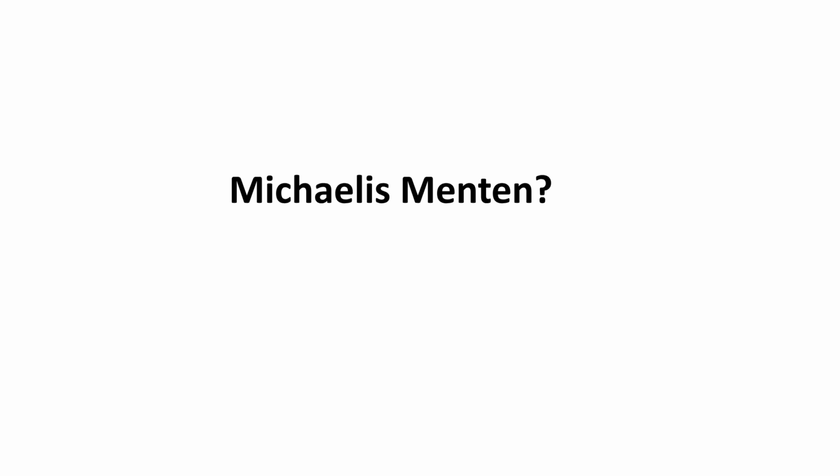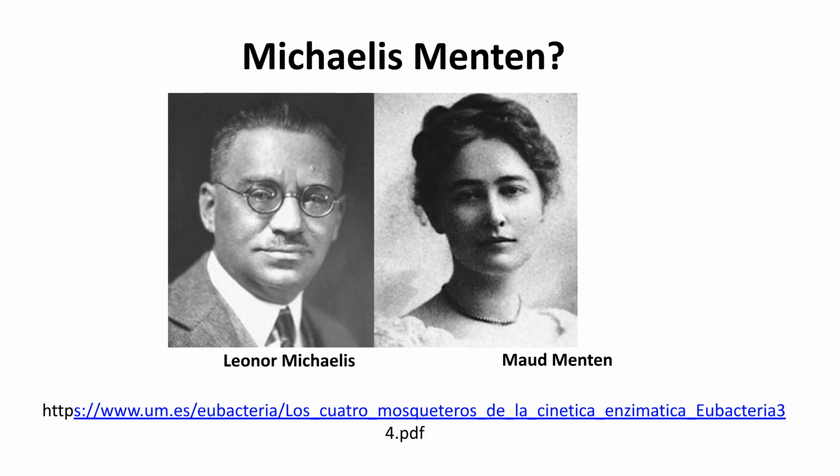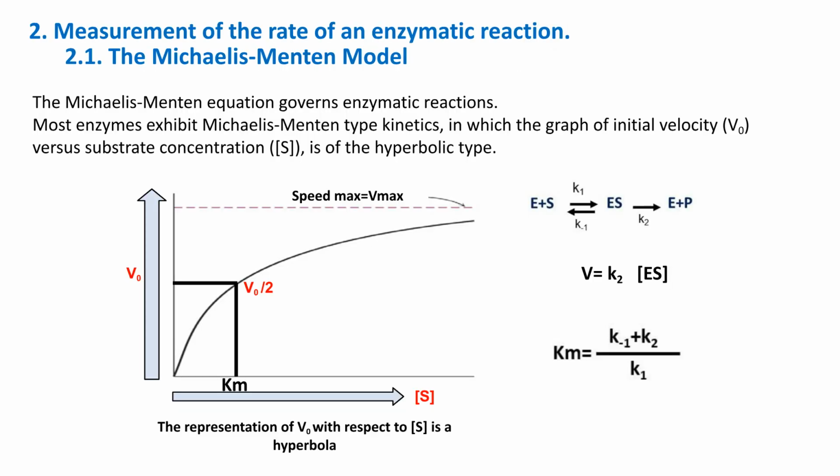The Michaelis-Menten model is central to understanding enzyme kinetics. The Michaelis-Menten equation was developed by Leonor Michaelis and Maud Menten, who laid the foundation for the mathematical description of enzyme kinetics. The Michaelis-Menten model describes enzyme kinetics, where the graph of initial velocity V0 versus substrate concentration S is hyperbolic. Key parameters are Vmax, the maximum speed, and Km, the Michaelis constant.